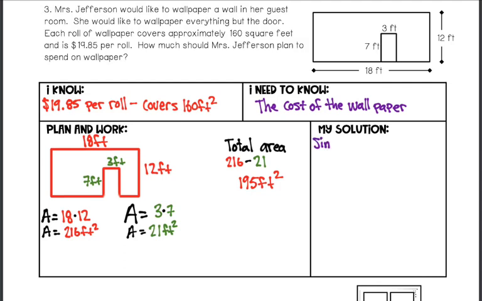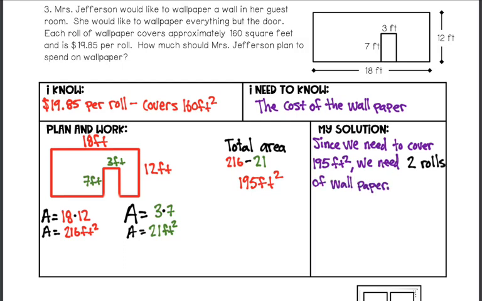And since I need 2 rolls of wallpaper, we need to cover that 195 square feet. Those two rolls, if I were to put them together, I'm going to take the price here and times it by 2 or double it. And so if I took $19.85 and I doubled it, I would get $39.70.